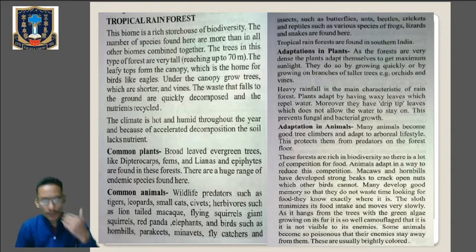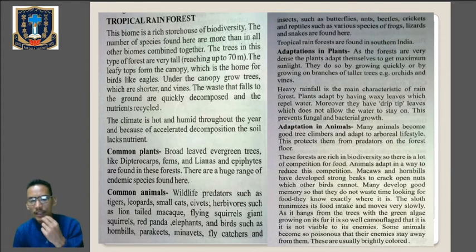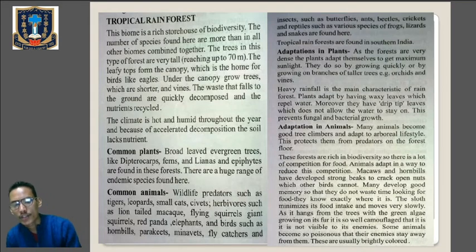So in order to repel the water, the plants will develop a waxy layer. They have a thick cuticle with a waxy layer so that the water can easily fall from those leaves. They have waxy leaves to repel the water, and moreover they have drip tip leaves which do not allow the water to stay on. This will prevent fungal and bacterial growth. So these are the adaptations seen in plants growing in the tropical rainforest biome.